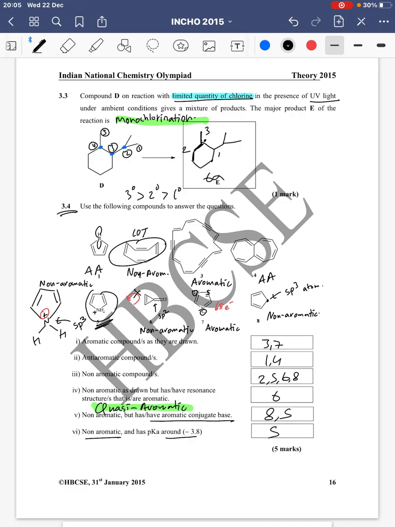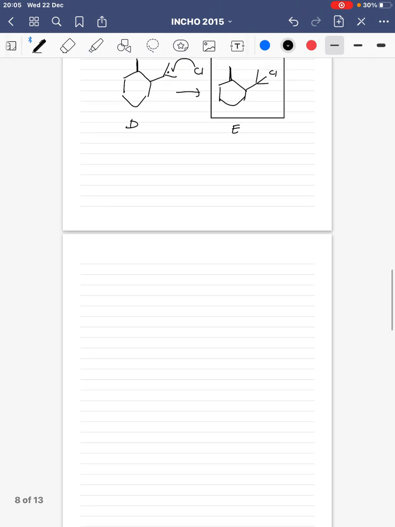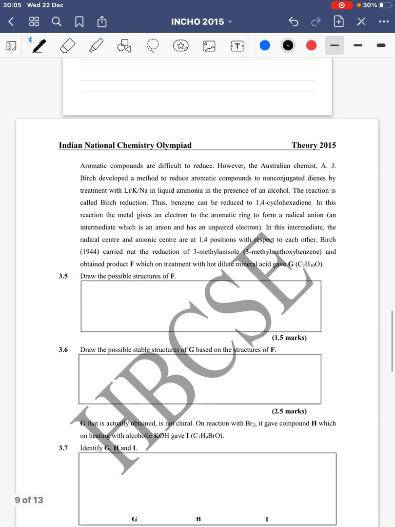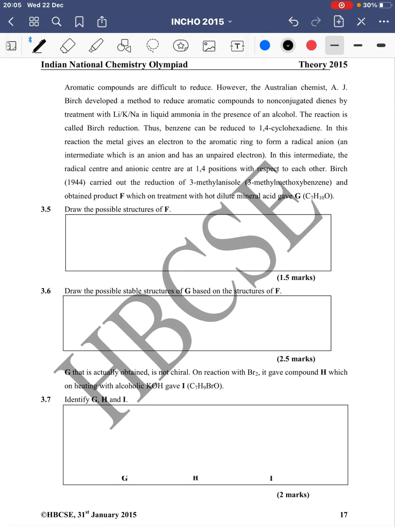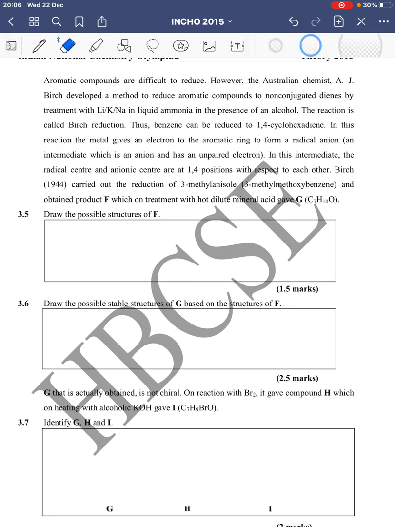For the first three parts, we reviewed the aromatic compounds as they are drawn. So as they are drawn, we have predicted whether they are aromatic, anti-aromatic or non-aromatic, and in the 4th, 5th and 6th parts they have asked if they can form aromatic or anti-aromatic. So let's move to the next part, the 3.5th part. Okay, aromatic compounds are difficult to reduce, how the Australian chemist A.J. Birch. So it's basically based upon Birch reduction. Let's see how we do the Birch reduction here.